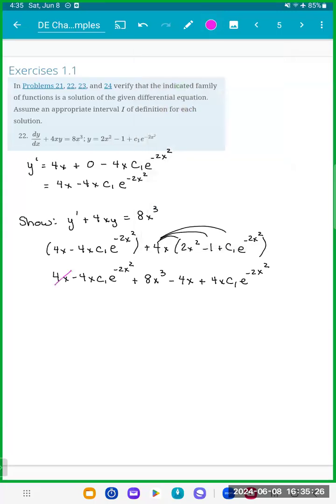We have a positive 4x and a negative 4x, so those will cancel with each other. We also have this negative 4x C1 e to the negative 2x squared and a positive one. And so that leaves me with 8x cubed. So now I have shown, or verified, that this is indeed an indicated family of functions, of which the solution is this 8x cubed.